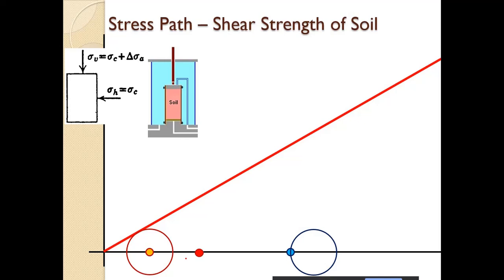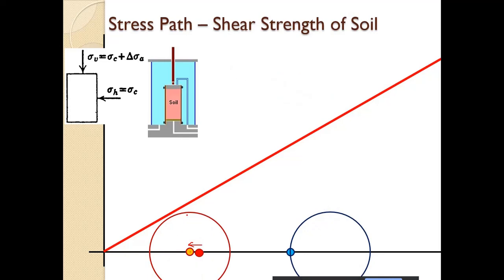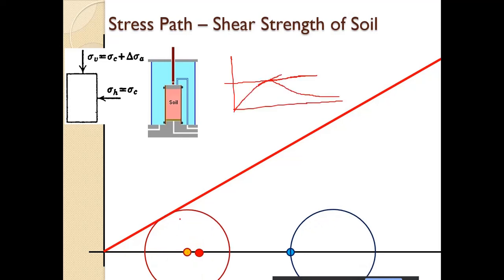The mean will shift to the left. Okay, and you see that this is the maximum amount of shear that the soil can take. Alright, so for this condition, this is the failure point.